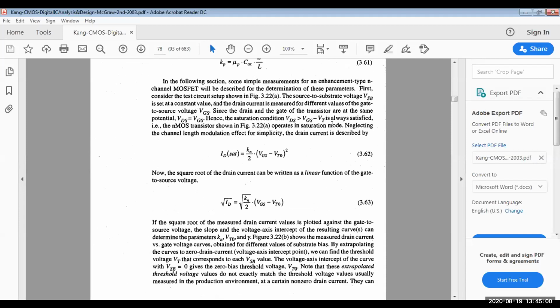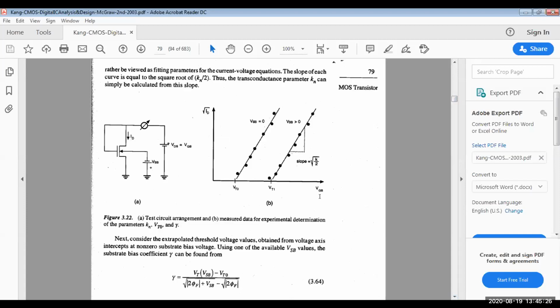So there is a set of final parameters. What we will do now is take this ID saturation equation and just do the root over. So what will be the equation? Root ID equals root of Kn by 2 times VGS minus VT0. So we have to find out Kn. So now we will plot the root ID versus VGS graph, and the slope which we will get is root of Kn by 2.